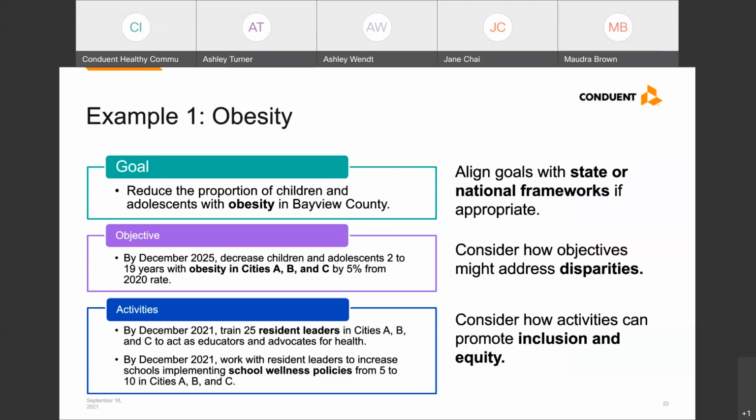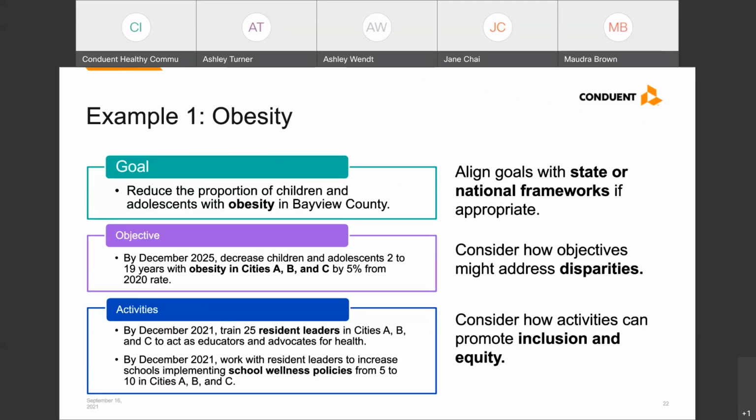Here's an example related to obesity, which is a common priority for our clients. The goal stated is taken from Healthy People 2030. It is at the community level and feels huge. There is no time frame or target stated. Our objective has a time frame and calls out cities that we may want to focus on in order to address some disparities we found in our assessment.